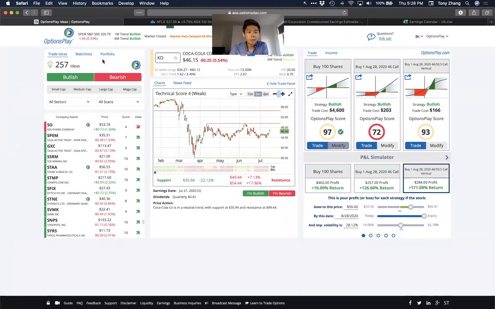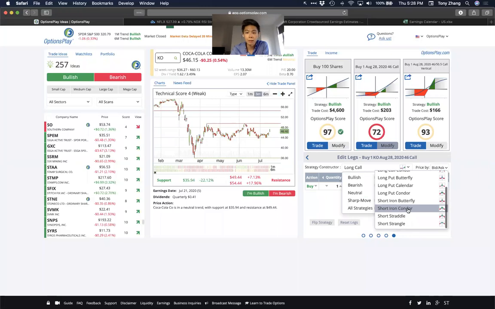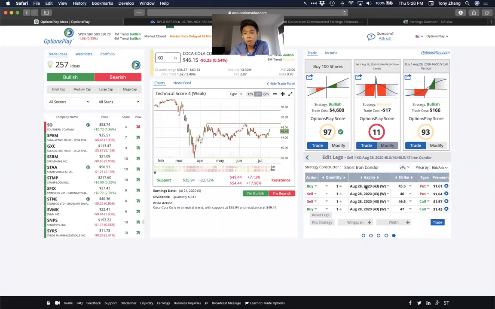So, it's not that I wouldn't consider an iron condor. Maybe Coca-Cola here, because it's trading in the middle of the range, I would consider an iron condor. Personally, I don't trade iron condors because an iron condor is effectively saying that I'm bullish and bearish at the same time. And I'm just never bullish or bearish at the same time. But here's an example of where I could potentially use an iron condor.